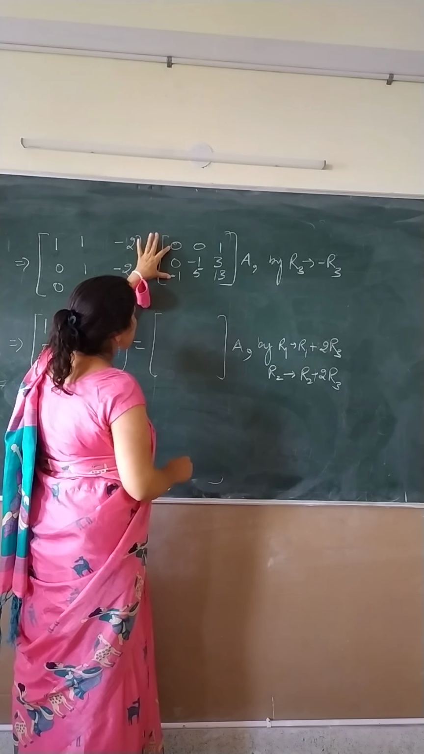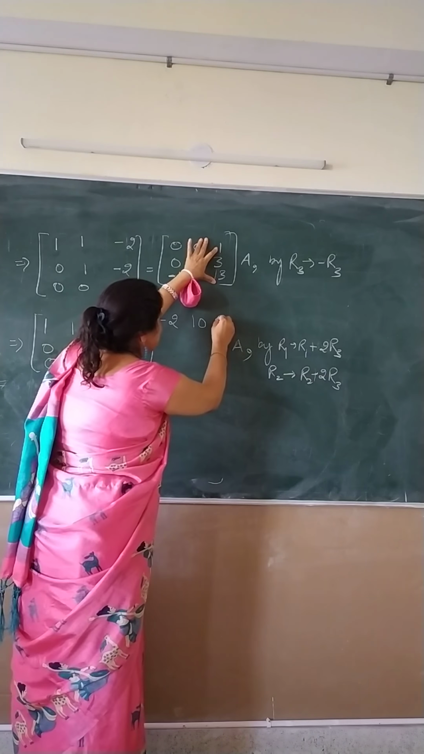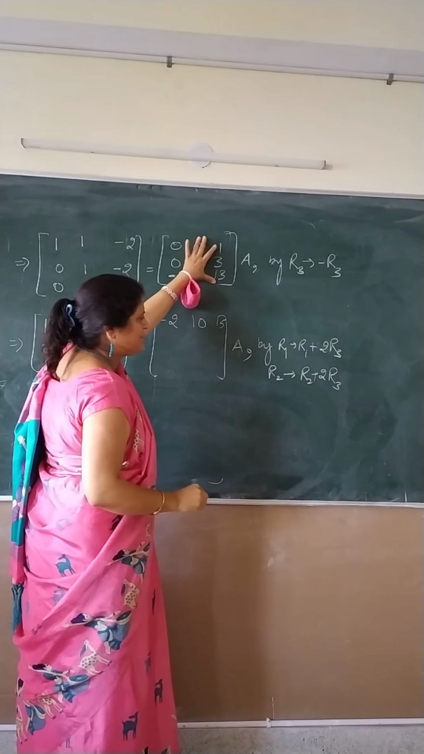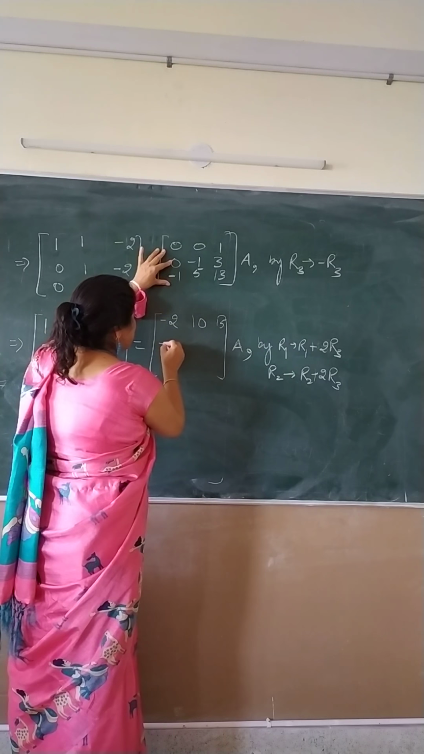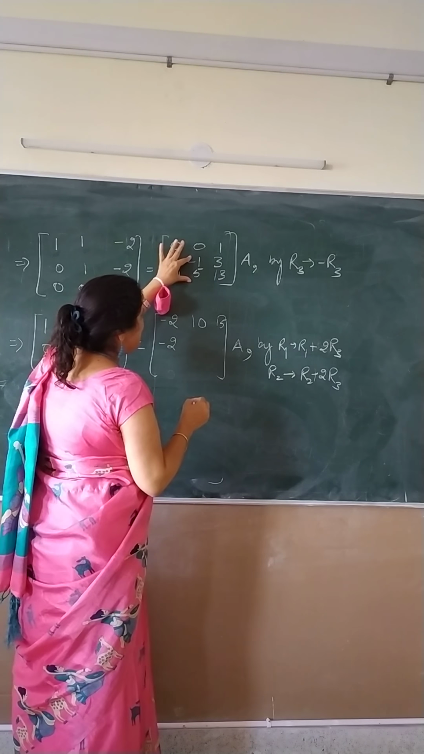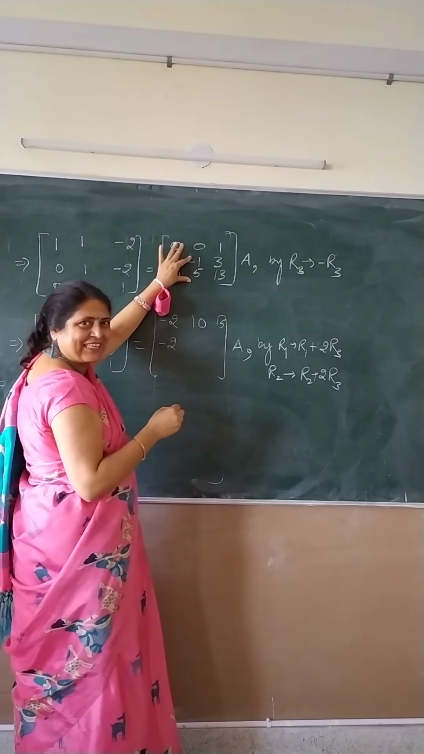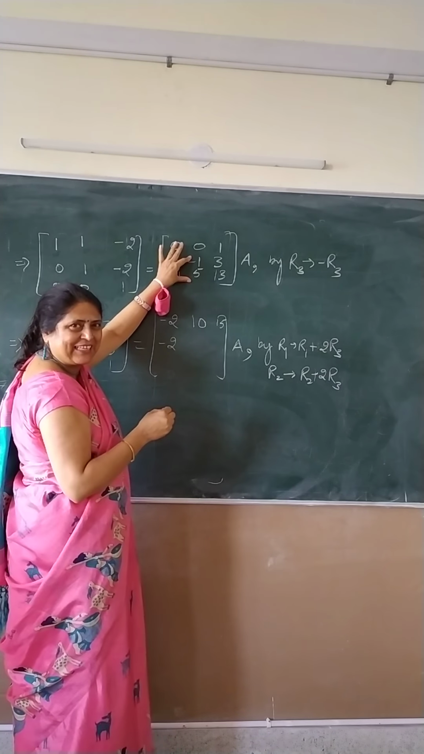Multiply by 2, 10. Add here. 10. Multiply by 2. Add here. 15. Clear? Now apply operation here. Multiply this by 2. Add. Minus 2. Multiply by 2. Add here. 10 minus 1. 9.